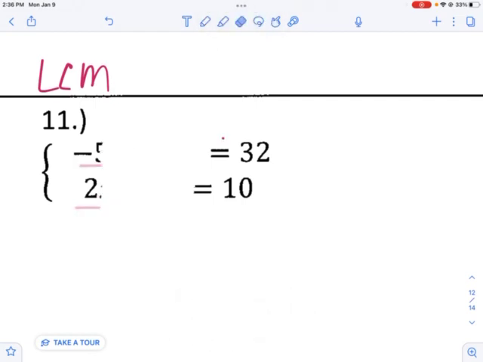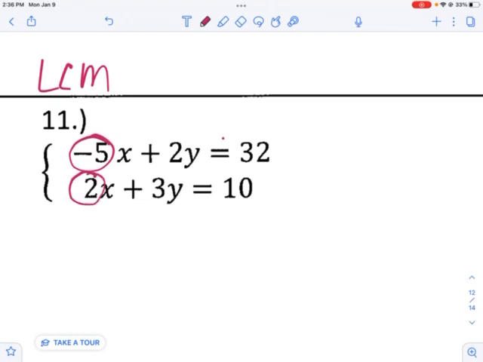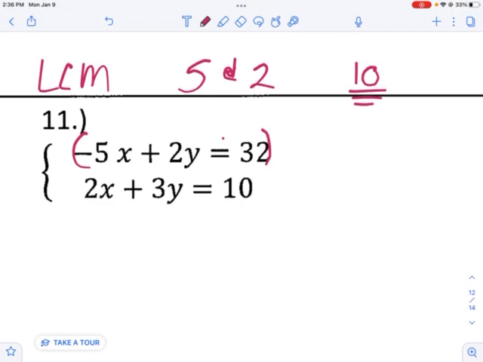All right, so 5 and 2. So think 5, 10, 15, 20, and 2, 4, 6, 8, 10, 12. Wait, I think I said 10. So I want one of the terms to be negative 10x and one to be 10x. Since this one has a negative sign, I'm going to multiply by 2, because 2 times negative 5 gets me negative 10x. And 2 times 2y gets me 4y. And 2 times 32 gets me 64.